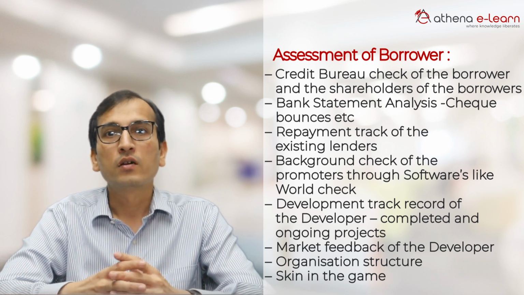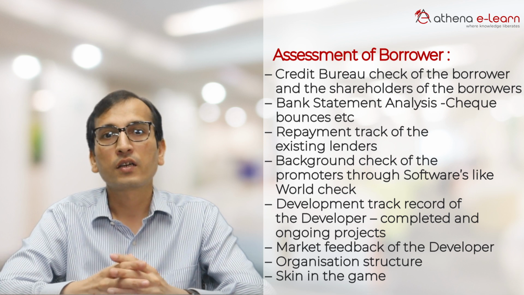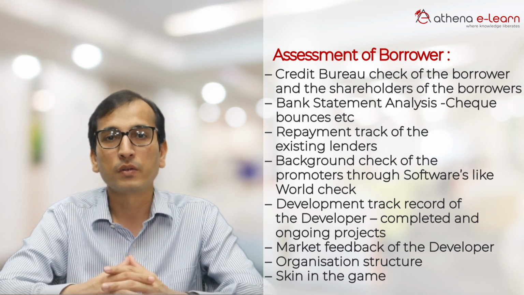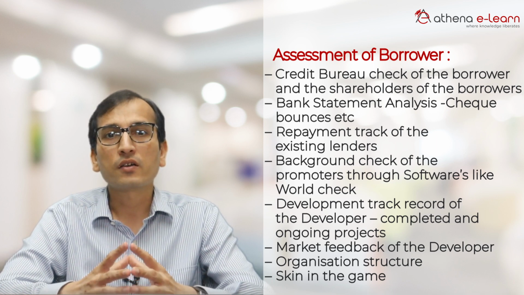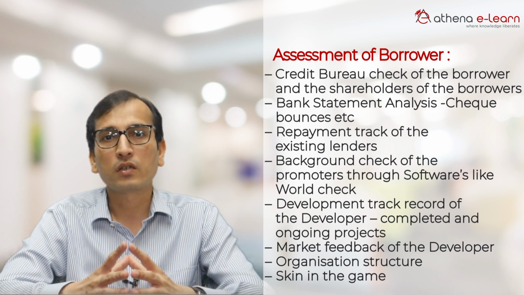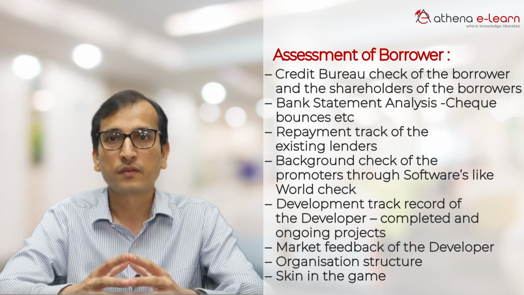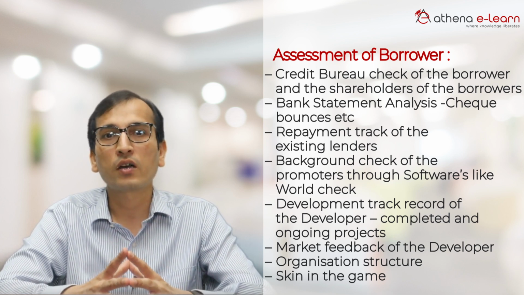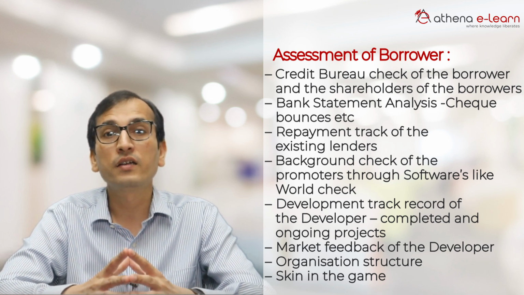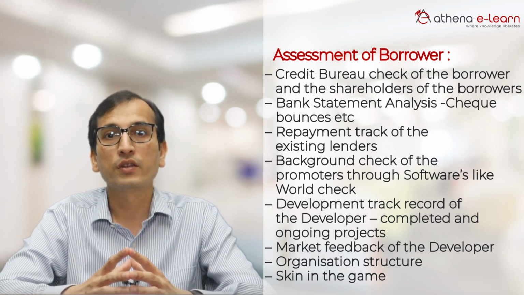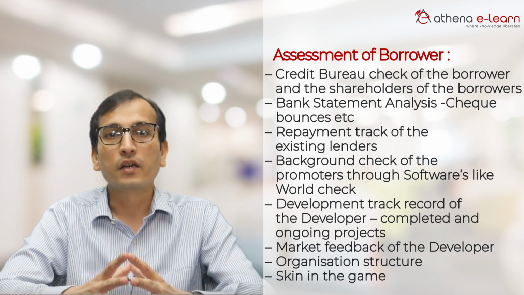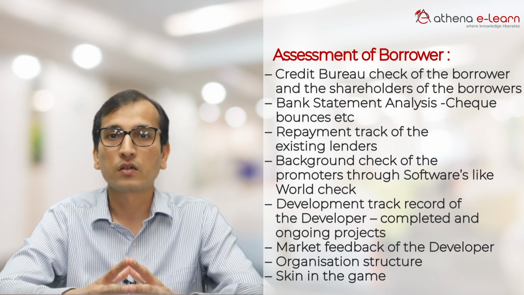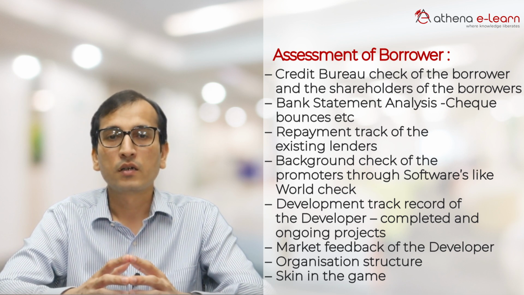In terms of the background check, the check is also done with the peer lenders as well as with the peer developers. The track record of repayment of historical loans is also looked at. For example, a typical lending institution will not lend to a developer who had an earlier history of NPA with any other lending institution. It is important to also assess the overall organization structure of the developer.